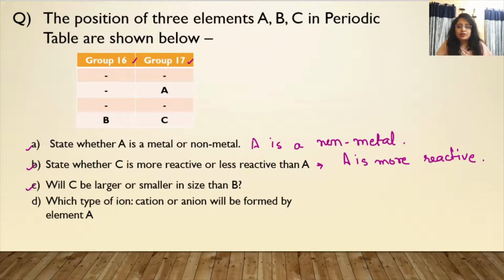Will C be larger or smaller in size than B? Now talking about size, it means we need to talk about the radius. As we know, coming from left to right, the size of the atom decreases because the nuclear charge increases and it will attract the outermost electrons towards itself, and that's why the size is going to decrease along the period. So along the period, if decreasing, then B should be larger and C should be smaller.